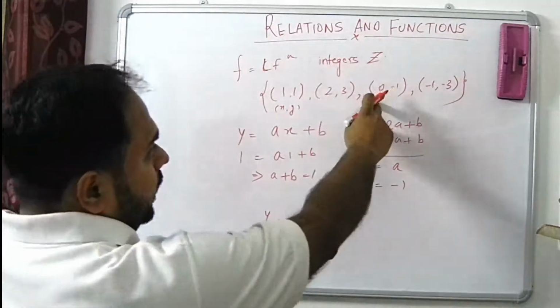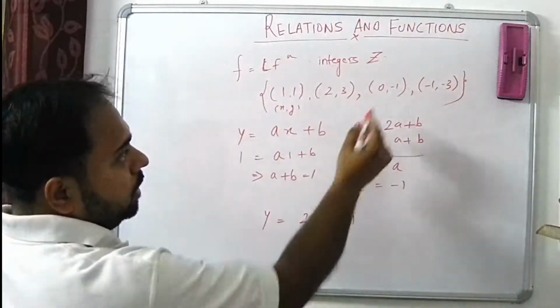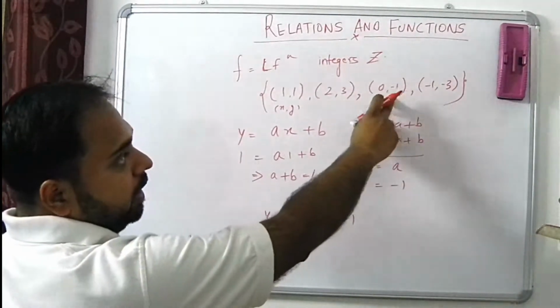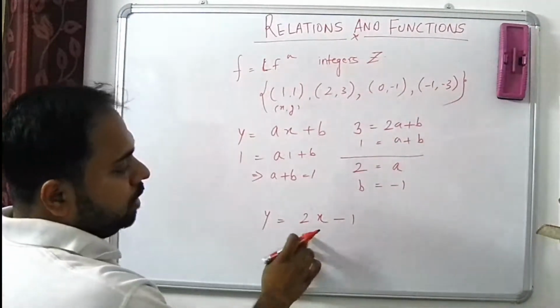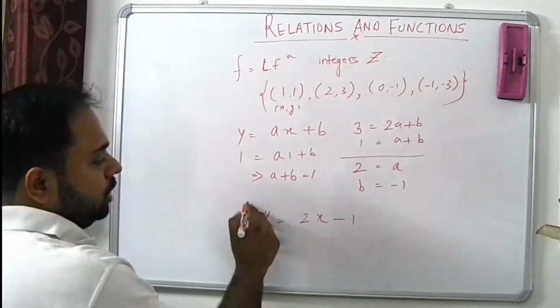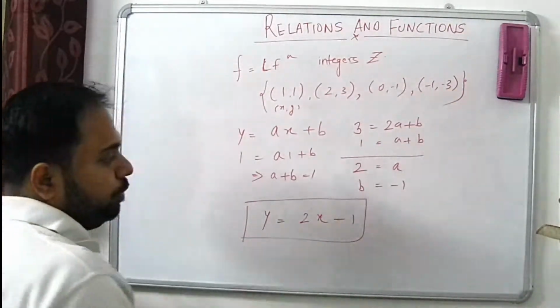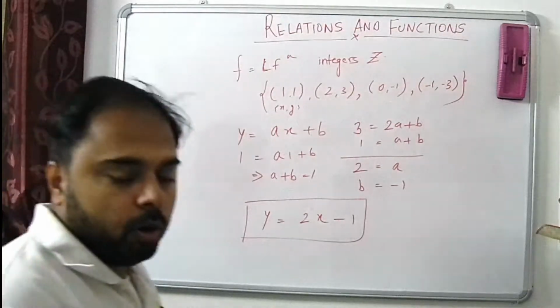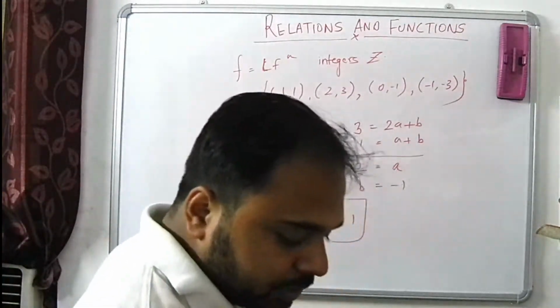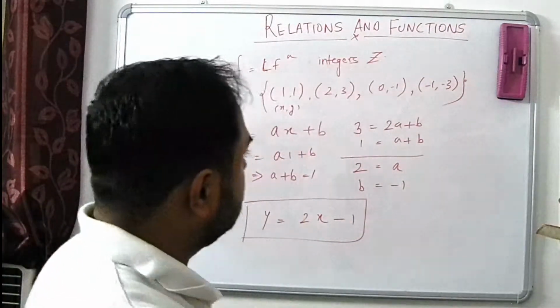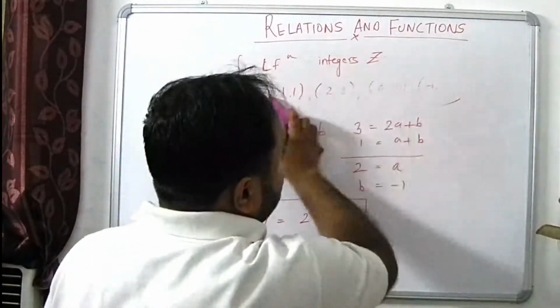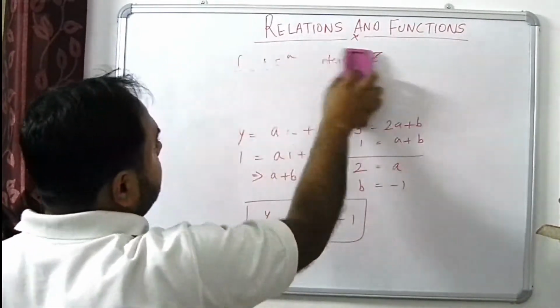Let's see if this is satisfied. When x is equal to 0, we get y equal to -1. This is fine. When we put x equal to -1, we get y equal to -3. So this is our function. Once we know a few values and we know the general form, we can predict the entire function. This is another problem which is again given in the NCERT.